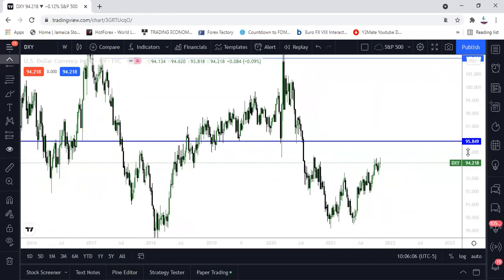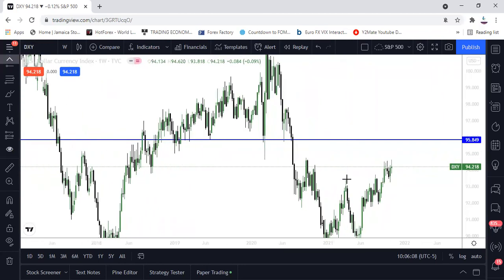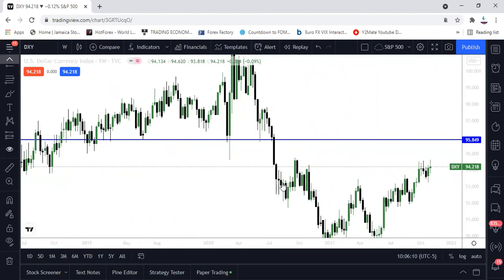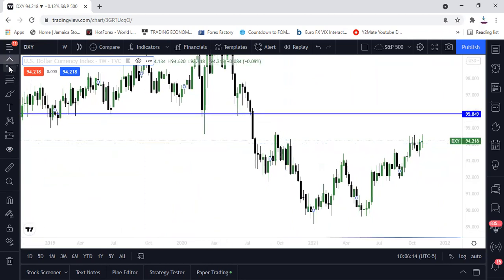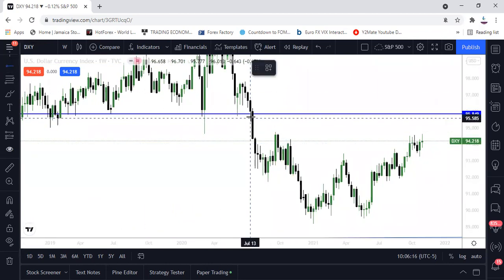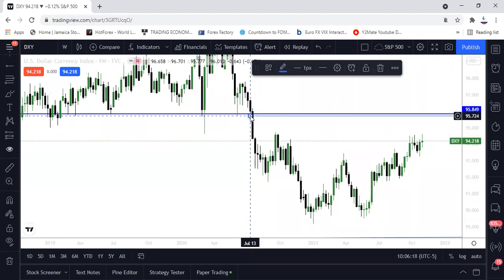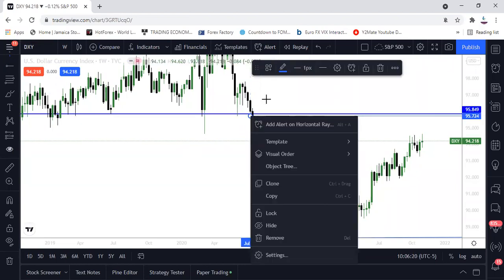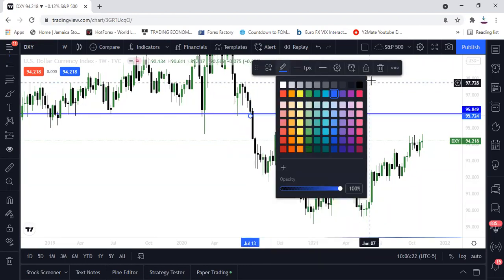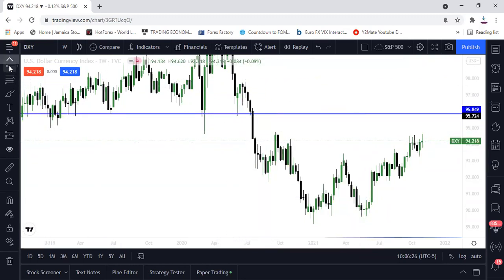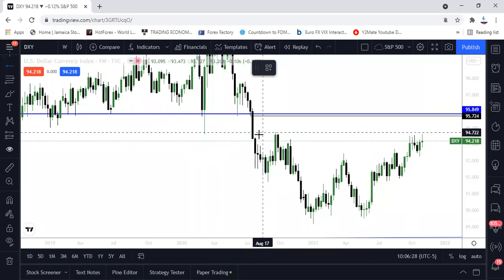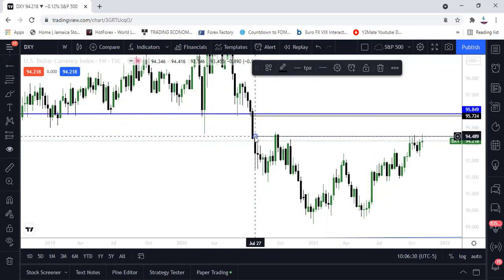So zoom up. All right, so what I see here is a fair value gap here. Let's see if I can change the color to black. And I'm seeing that right there.